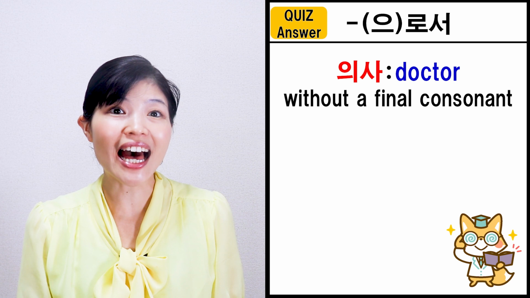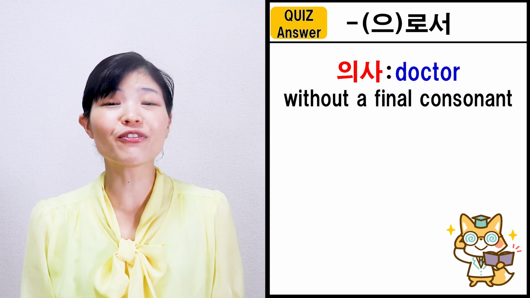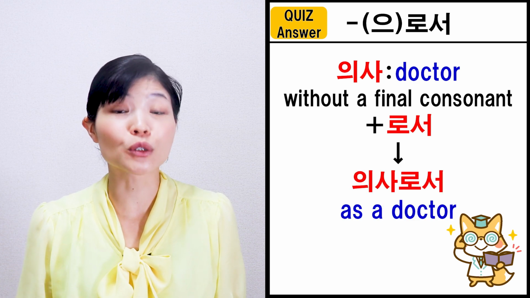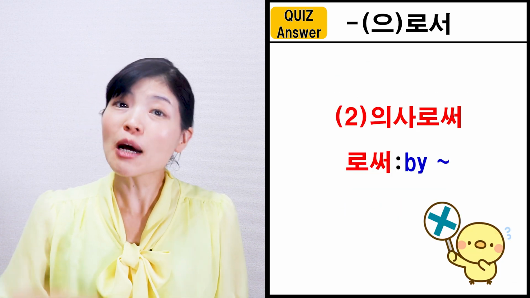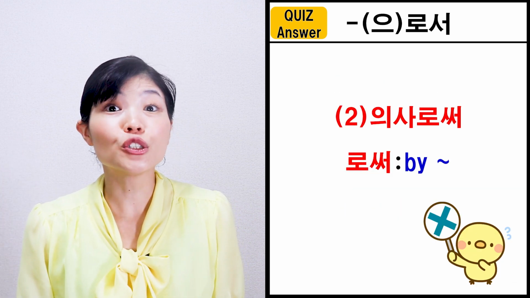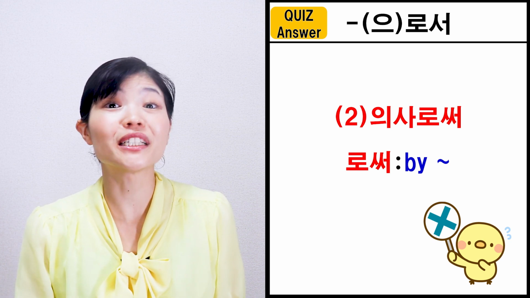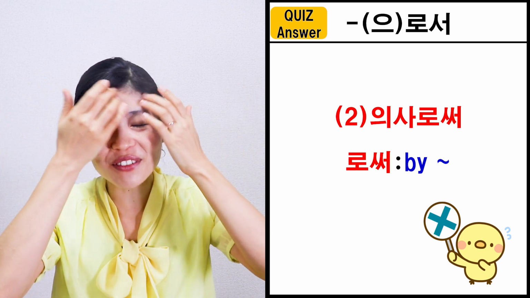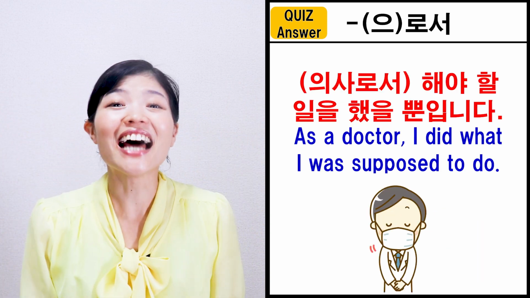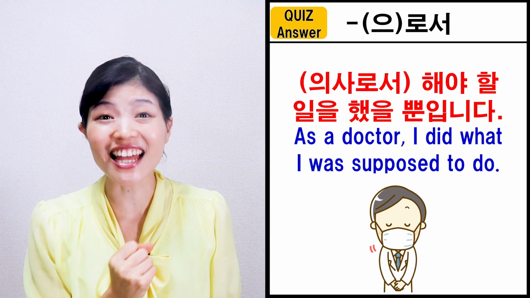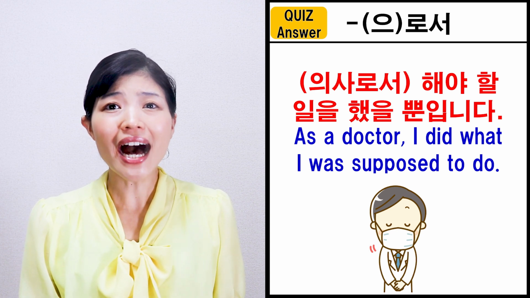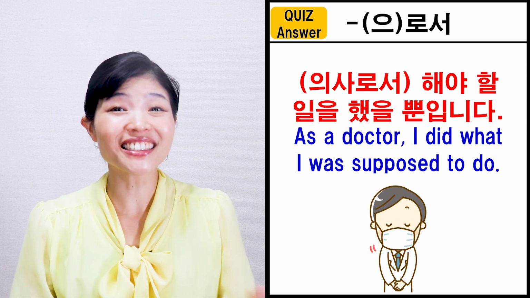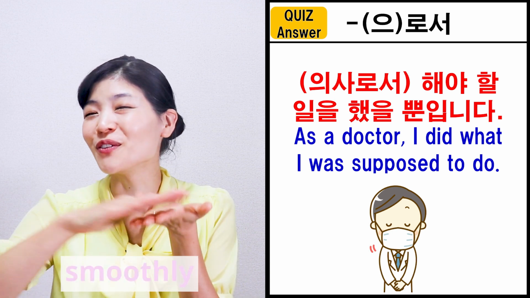The noun 의사, a doctor, does not have a final consonant. So you add 로서 to make 의사로서 as a doctor. Number 2 is wrong because you use 로써 for tools. It's confusing, isn't it? But don't worry, Korean people even get confused too. Now, let's read the sentence together. 의사로서 해야 할 일을 했을 뿐입니다. Please practice several times until you can say it smoothly.